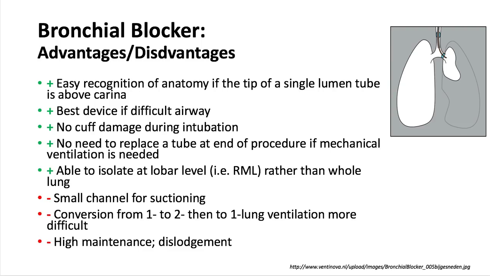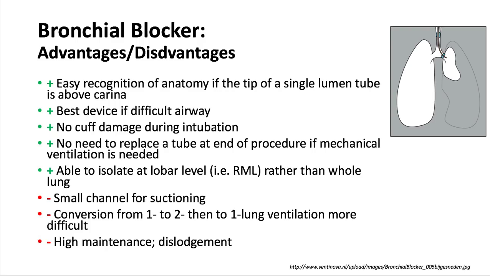So a bronchial blocker is also a great device if you've had a difficult airway, because you can place a single lumen tube and then the bronchial blocker through it. A double lumen tube is often more difficult to place. And when you're placing a double lumen tube, it's not uncommon to have the cuff damaged by teeth as it passes through, and then you have a double lumen tube in place without a functioning cuff, and you have to replace that double lumen tube. You don't have to worry about that with the bronchial blocker.